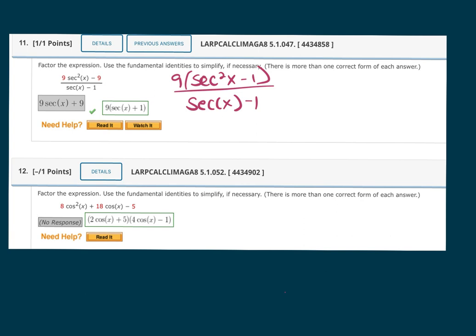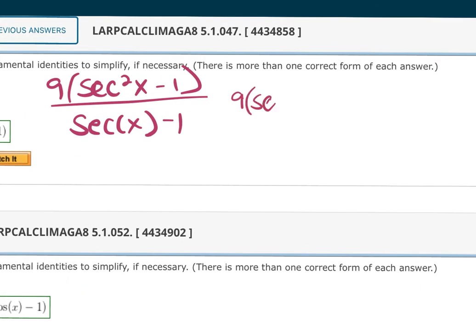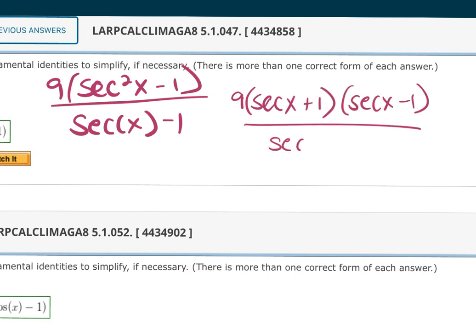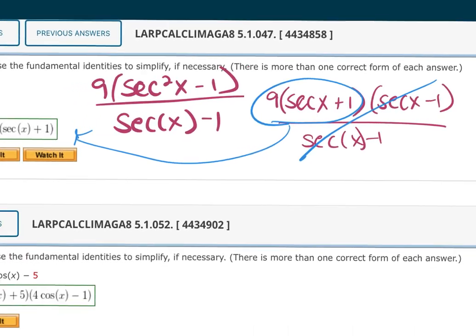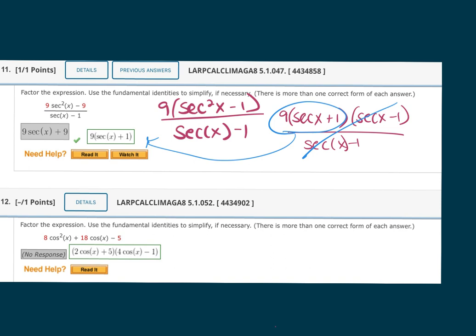Because they are both secants and the top is the difference of two squares, that's where you want to factor it. So it would have been 9, guys, plus 1, and then secant x minus 1 over secant x minus 1. And then the minus ones cancel, and that's the answer. I could have even done the difference of two squares in the top, but then you have to take out the 3's, it gets messy. If you see something you could factor out from the beginning, do it.